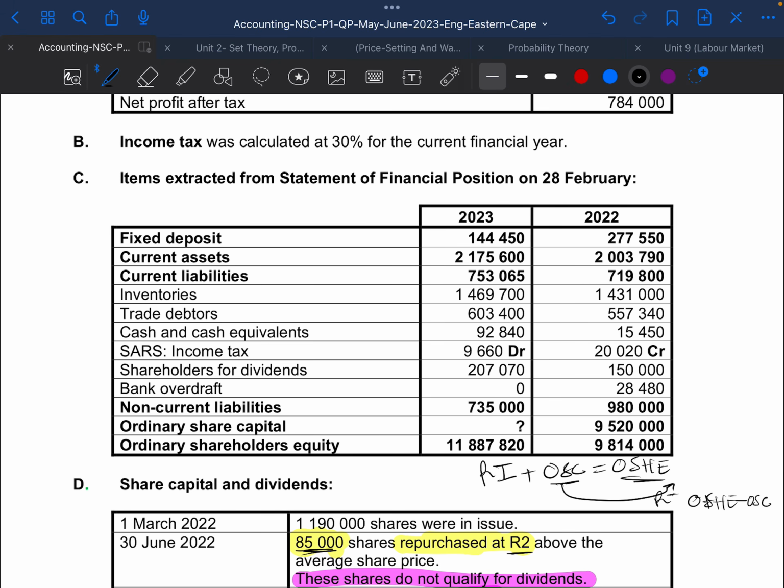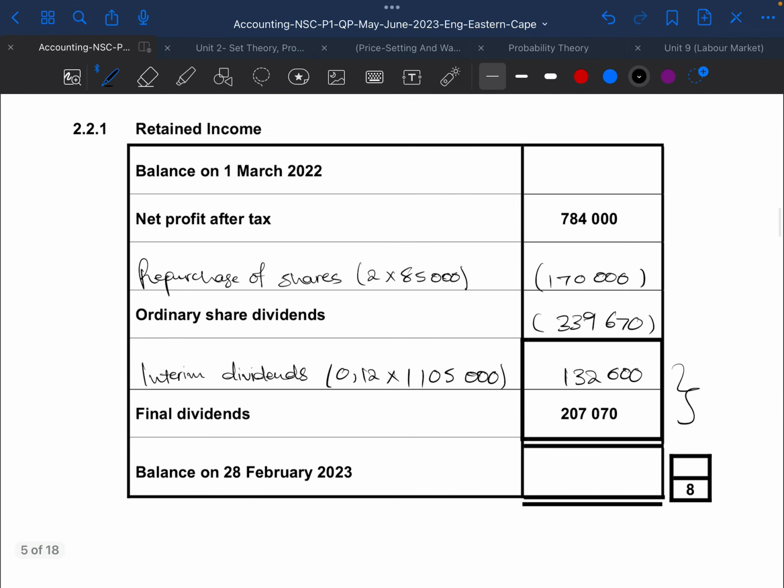So that's going to be your retained income. This simply calculates to 9,814. Remember, we're doing it at the start, that is why we're using the figures for 2022. It's 9,520, and then that's 294. Okay, so now we can calculate the balance at the end and see how much our retained income is. Let's just quickly calculate there.